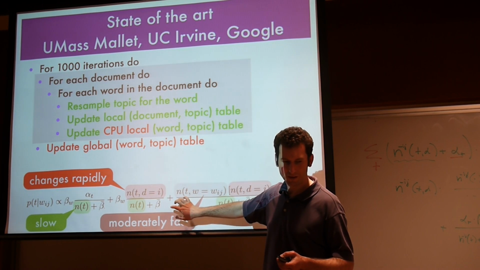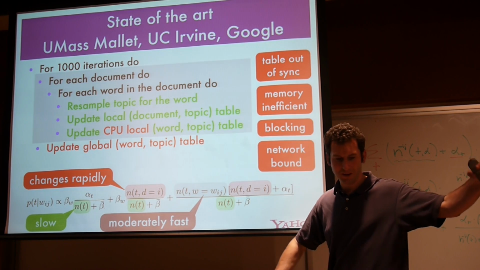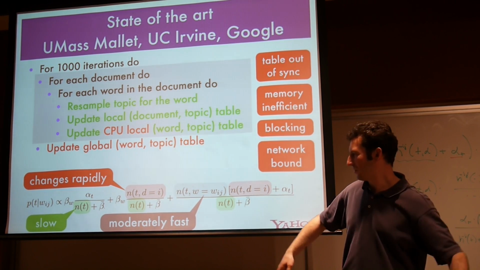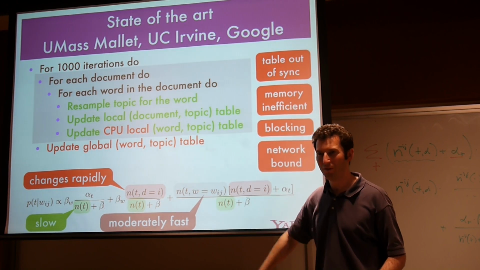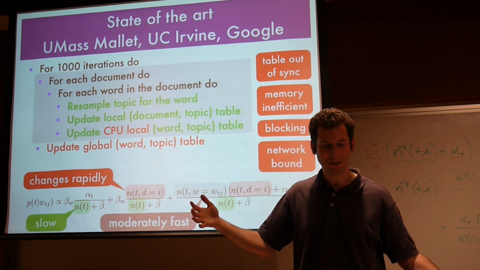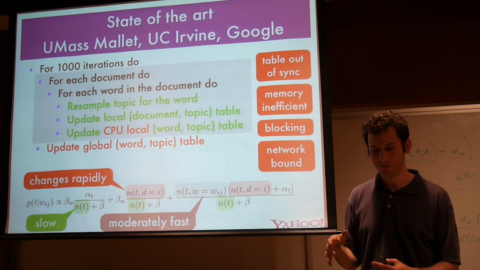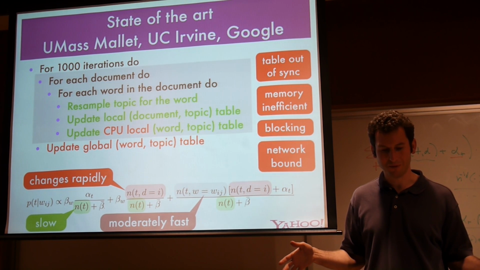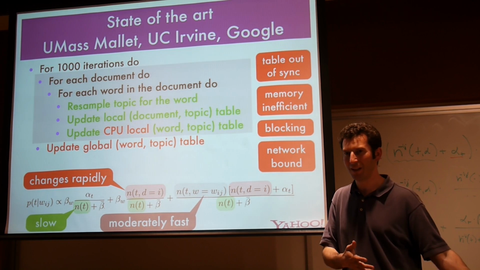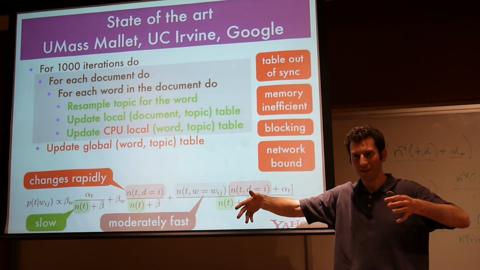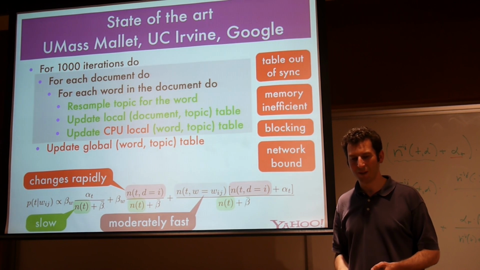Now if we effectively wait until we are through an entire block, it means that these tables really go out of sync. And it's very memory inefficient because we basically have to keep that full table around for each machine. If I have multi-core, they might actually do that for each core separately. And it's a blocking procedure because it means you have to wait until everybody's done with its pass, and then you synchronize and then you can move on. It also means that the algorithm becomes heavily network bound.